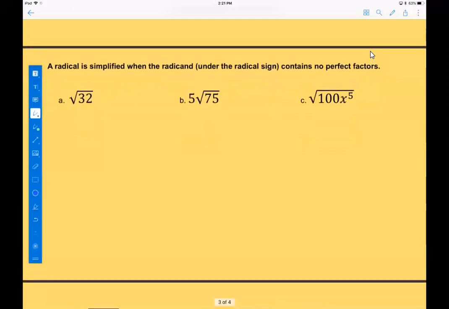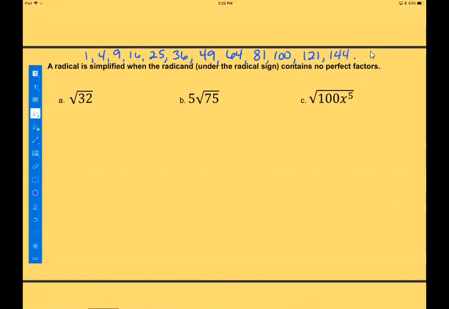Now, if we have radicals that are not perfect squares, then to simplify them, we're going to see if they contain any perfect factors. A radical is simplified when the radicand, remember that's under the radical, contains no perfect factors. So you have to remember your perfect factors. We have 1, 4, 9, 16, 25, 36, 49, 64, 81, 100, 121, 144, and so on.